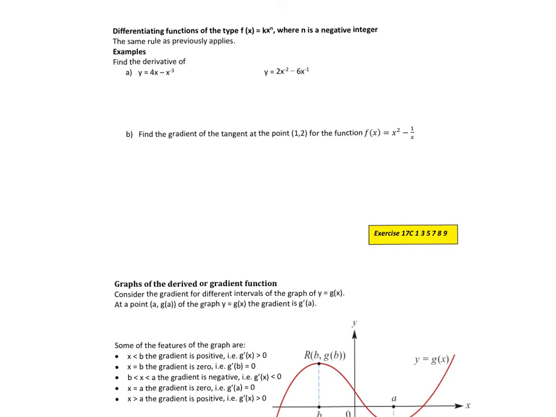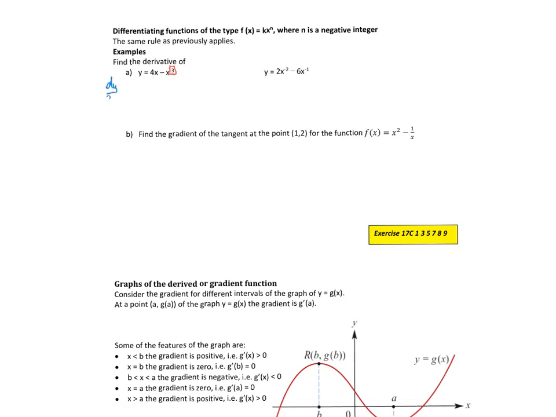Okay, so now if we're going to find our derivatives with negative indices or even fractional indices, I might do one or two fraction ones, it's exactly the same process, but we just got to get used to working with negative numbers, adding and subtracting 1 from negative numbers, or adding and subtracting 1 from fractions.